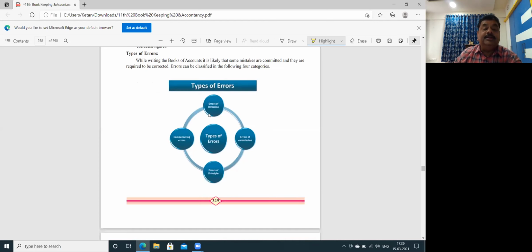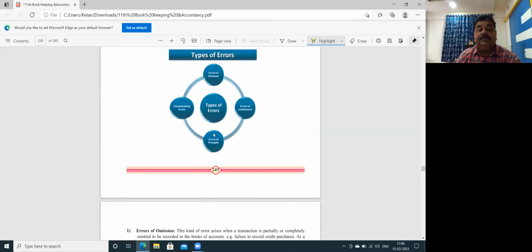Now, types of errors are given to you. While writing the books of accounts, it is likely that some mistakes are committed and they are required to be corrected. Errors can be classified in the following 4 categories. Now see carefully what is given. Number 1, errors of omission.